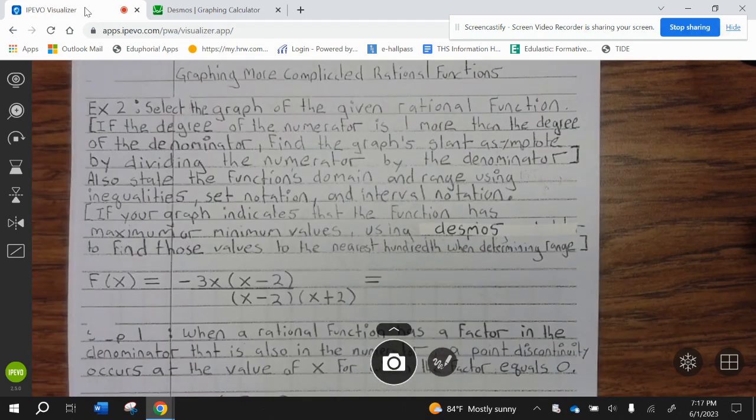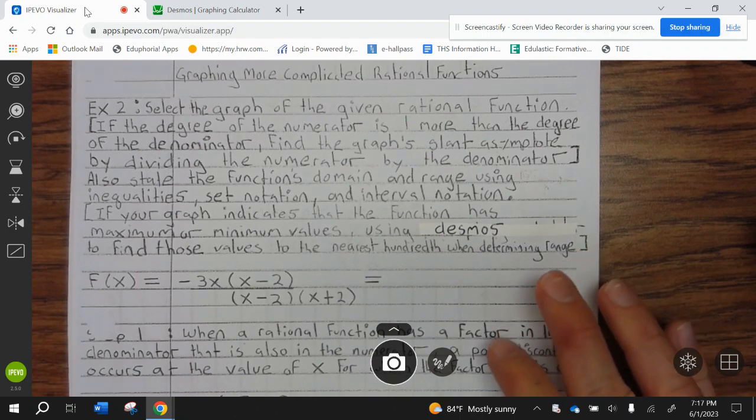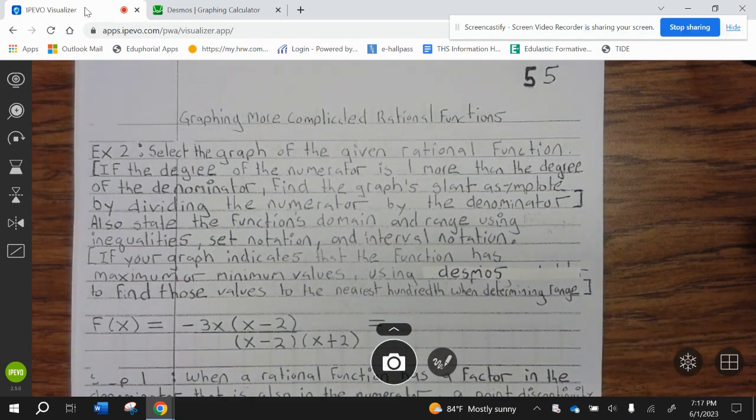All right, let's take a look at the next example. Example 2. Select the graph of the given rational function. If the degree of the numerator is 1 more than the degree of the denominator, find the graph's slant asymptote by dividing the numerator by the denominator. Also state the function's domain and range using inequalities, set notation, and interval notation. If your graph indicates that the function has maximum or minimum values, use Desmos to find those values to the nearest hundredth when determining range.